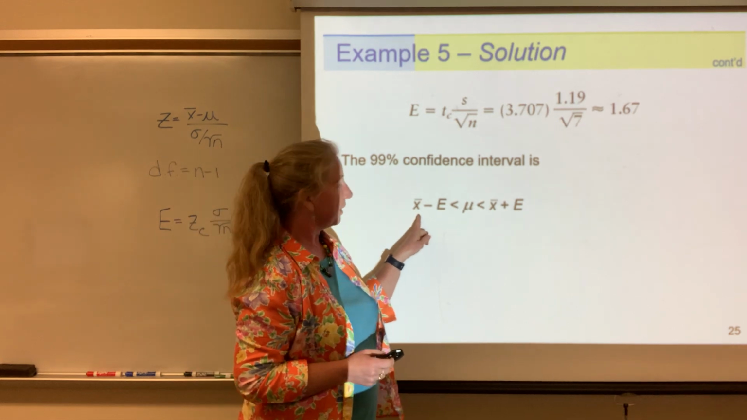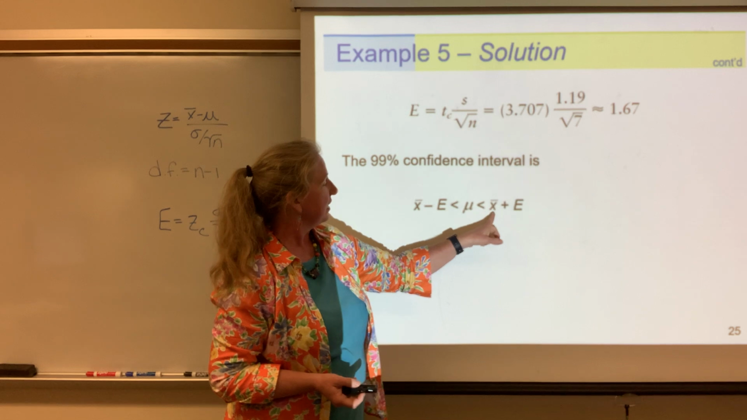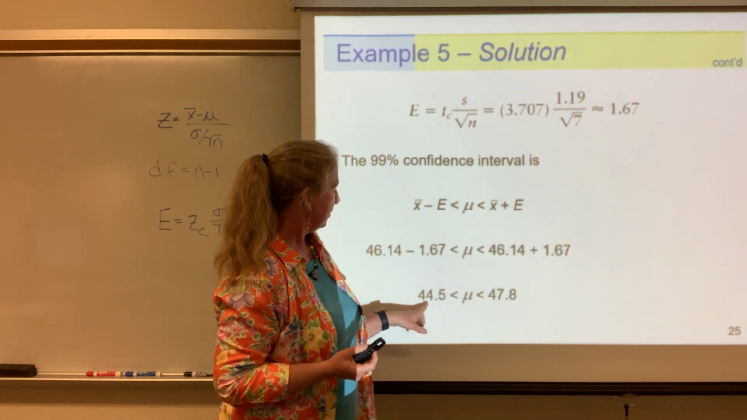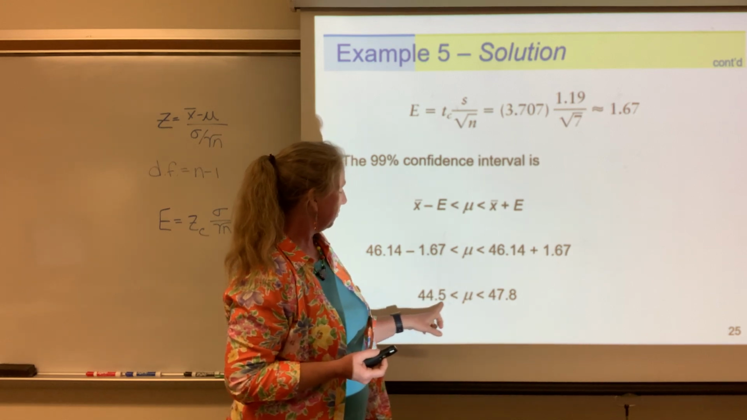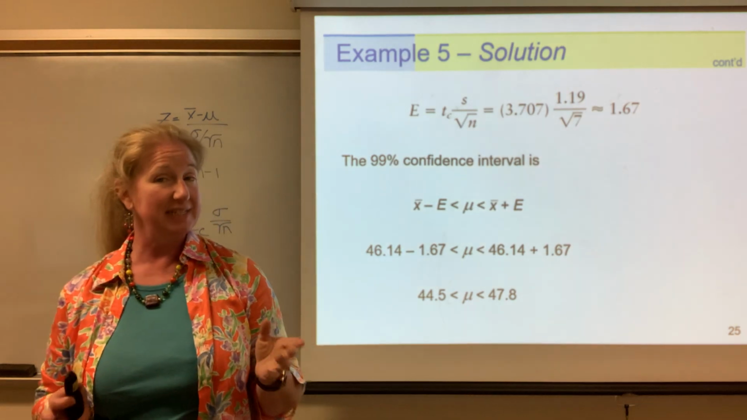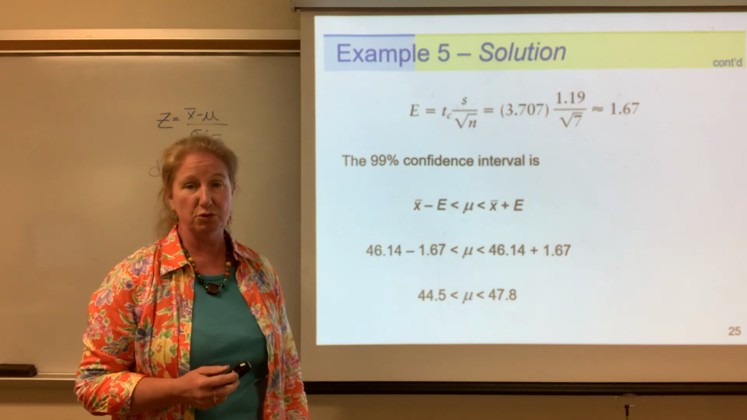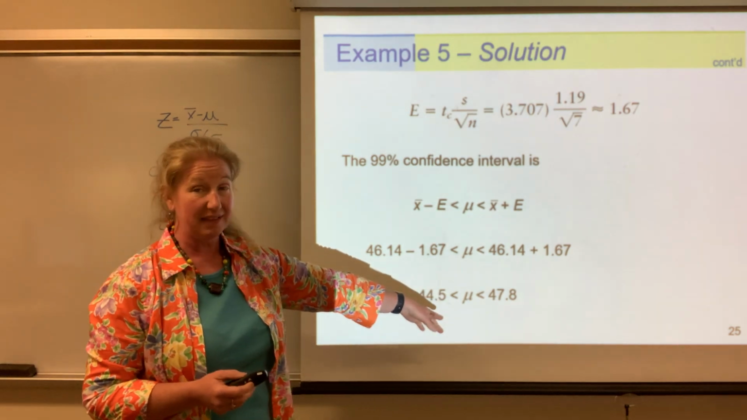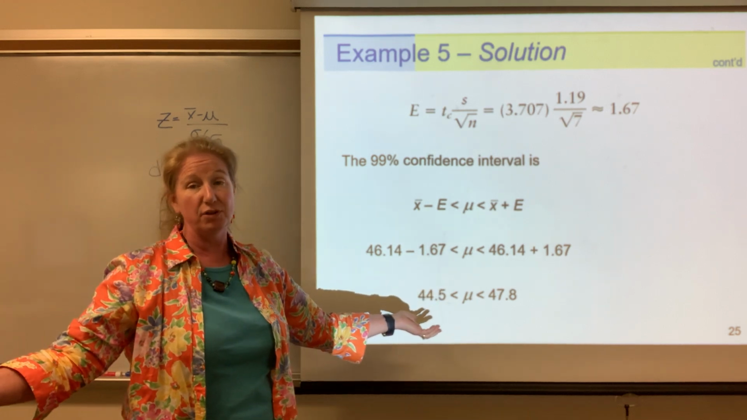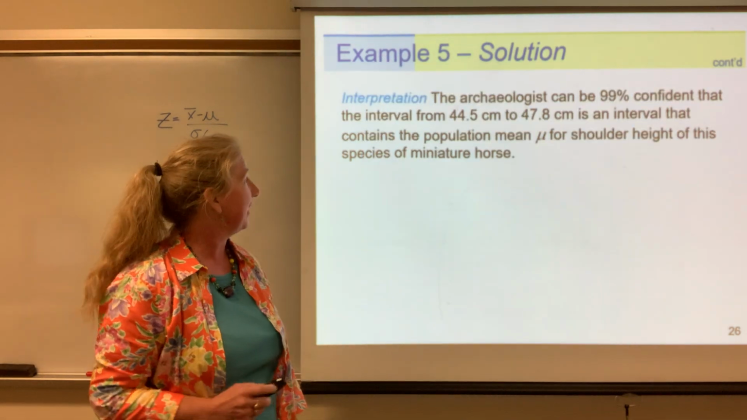So I'm going to take x bar that I calculated, subtract the 1.67, and x bar plus the 1.67. So I come up with a range of values, 44.5, 47.8. So based on that sample, that's the height of these miniature horses, the real height, the population. Now, obviously, if they're extinct, I can't go measure the height of all those horses. So here's a great example of how you might apply that.